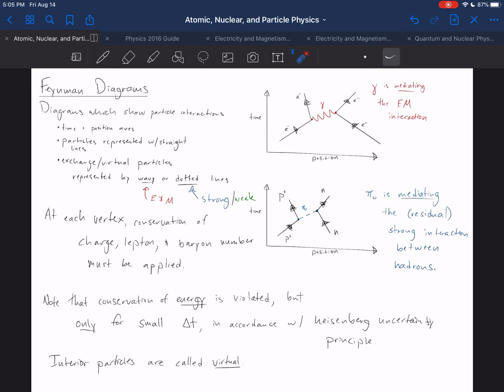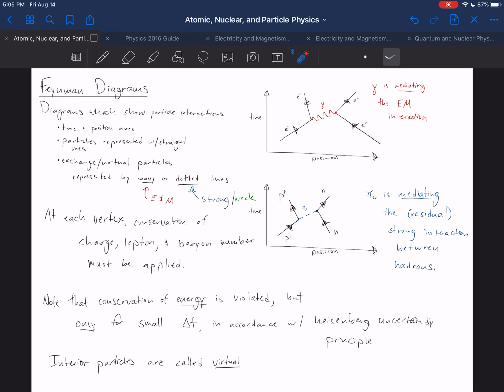in the nucleus. As it turns out, this exchange particle is not one of the gauge bosons we discussed last time, but the residual strong force is mediated by these mesons, so neutral pions, positive and negative pions included. It's important to note that when drawing Feynman diagrams, at each vertex, so this is a vertex right here, conservation of charge, lepton, and baryon number must be applied.